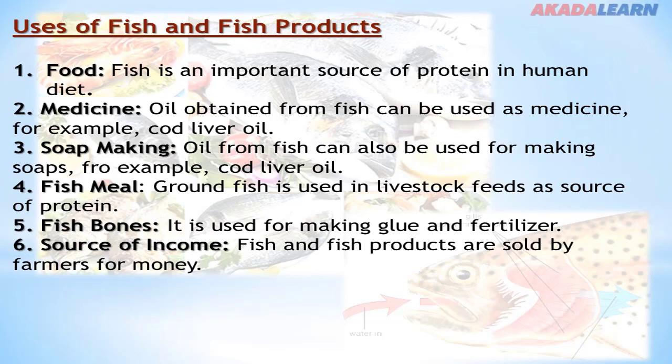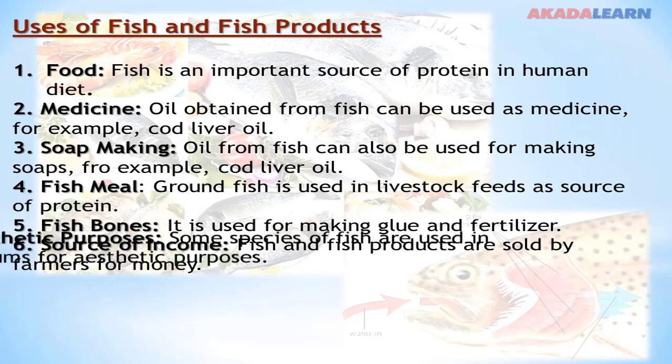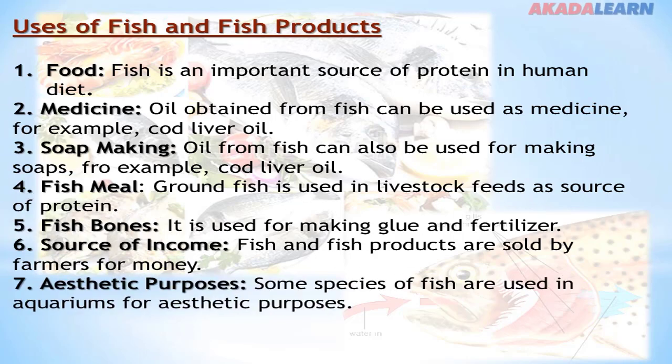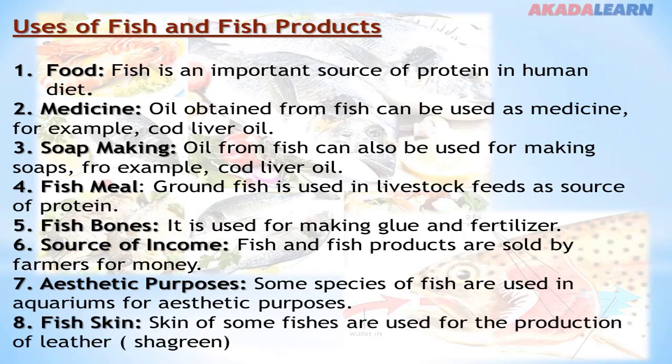Fish and fish products are sold by farmers for money, hence they can be used as source of income. They can also be used for aesthetic purposes. Some species of fish are used in aquariums for aesthetic purposes, most especially the goldfish. Now, fish skin, most especially of some fishes, is used for the production of leather. Fish leather is known as shagreen.